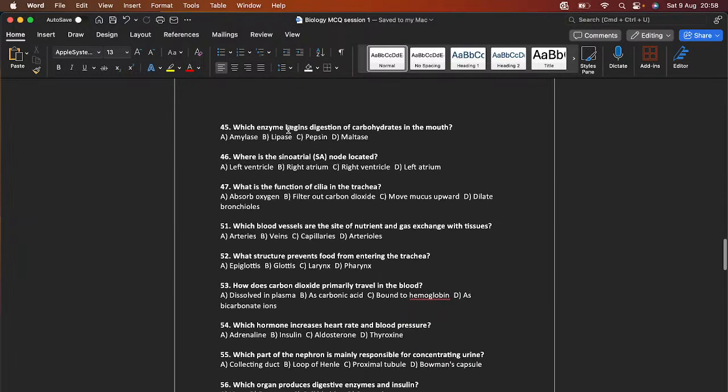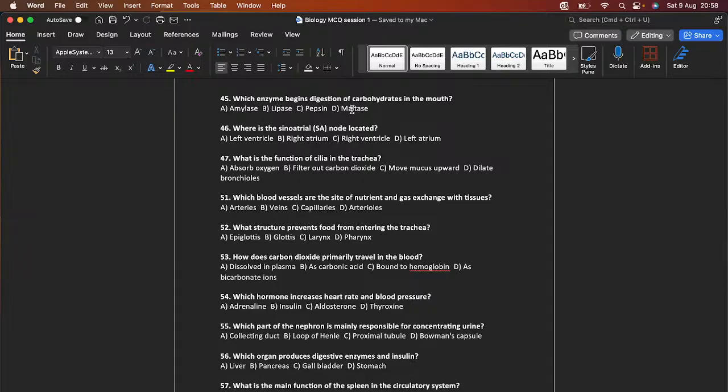Which enzyme begins digestion of carbohydrates in the mouth? So we have amylase, lipase, pepsin, and maltase. So the right answer is amylase. Okay, amylase is responsible for the digestion of carbohydrates. Lipase is for lipids, for fats, and pepsin for proteins. So forget about maltase. These are the three ones that you need to remember. Okay.